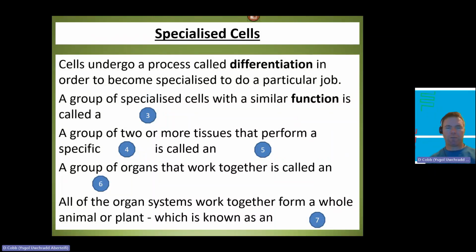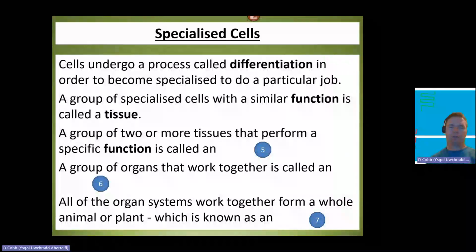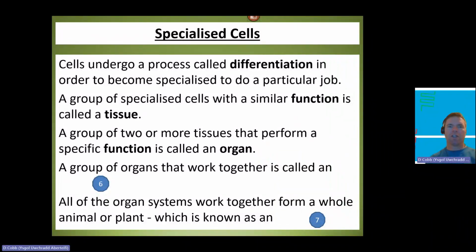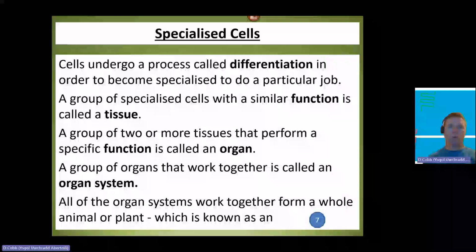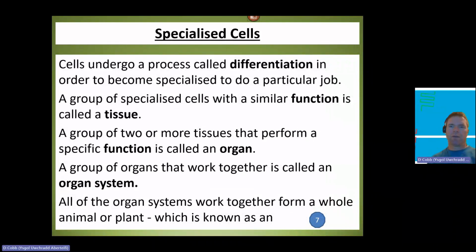Then a group of specialized cells with a similar function, that's number two, is called a tissue. Number three, a group of two or more tissues that perform a specific function is called an organ. A group of organs that work together is called an organ system. And then all of the organ systems work together to form a whole animal or plant, and that's known as an organism.